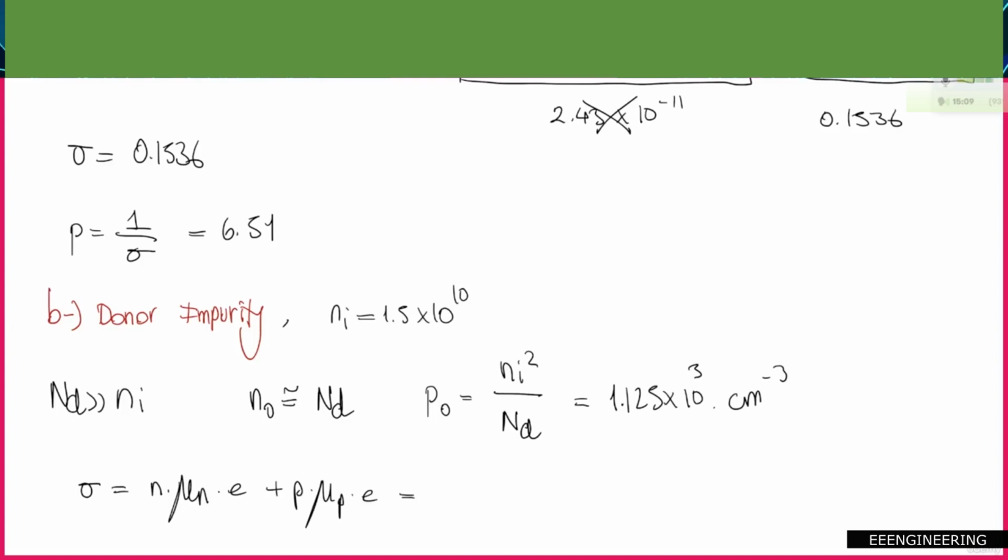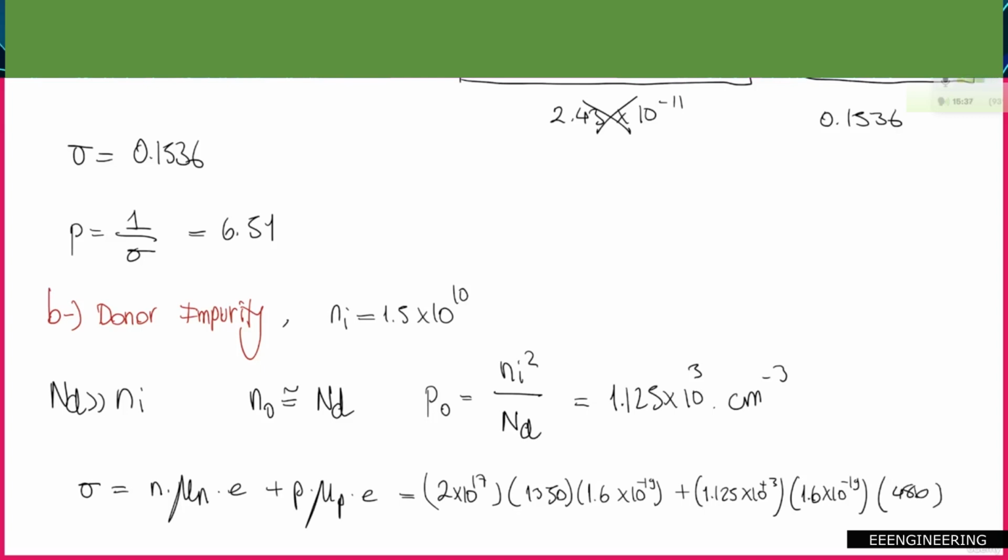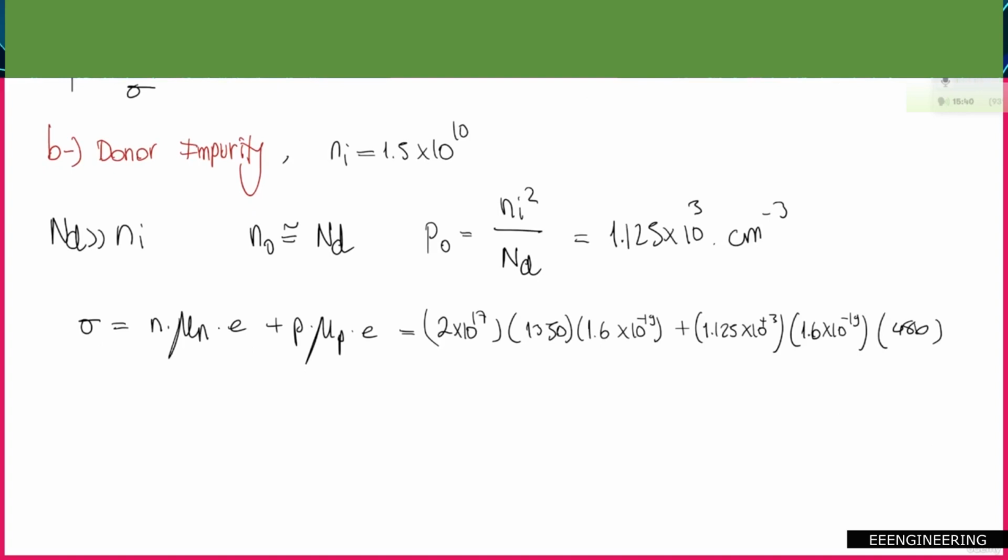And in the end, the concentration of electrons is going to be 2 times 10 to the 17, right? Then we have the mobility, which is going to be 1350 times the charge, 1.6 times 10 to the minus 19, plus the concentration of holes, which is 1.125 times 10 to the positive 3, times 1.6 times 10 to the minus 19, which is the charge, times the mobility, that is 480. So when you calculate this whole part, it is going to be equal to 43.2, right?